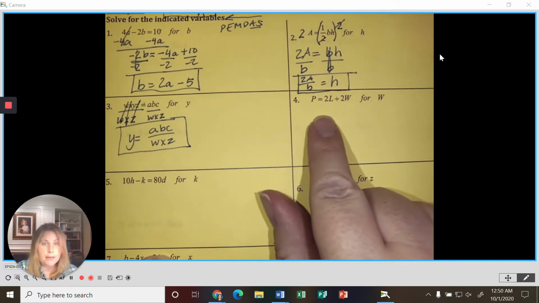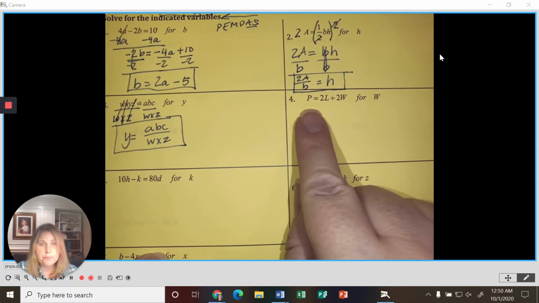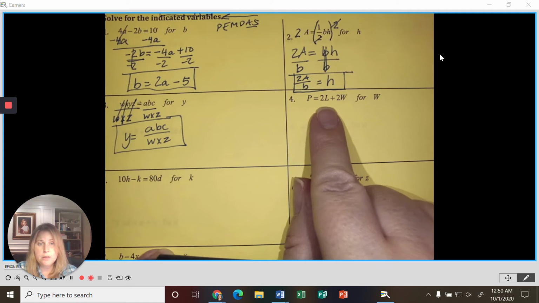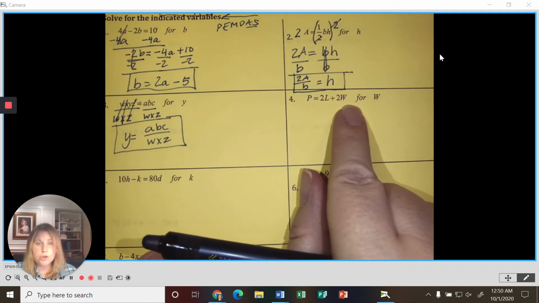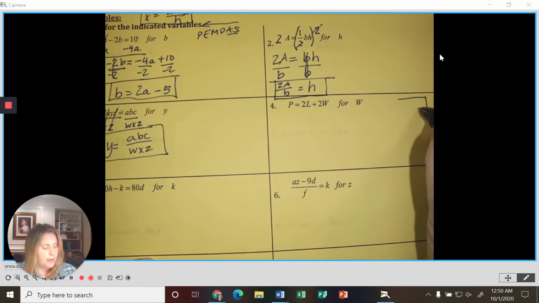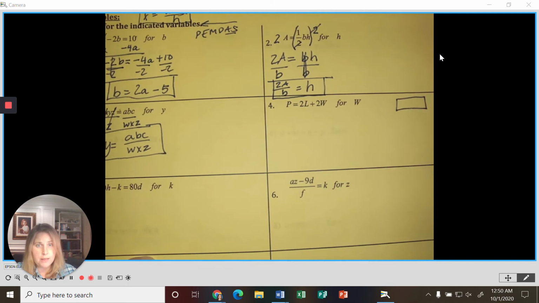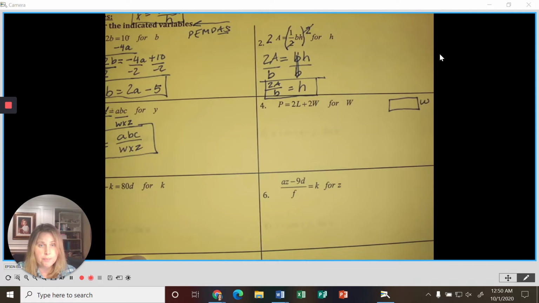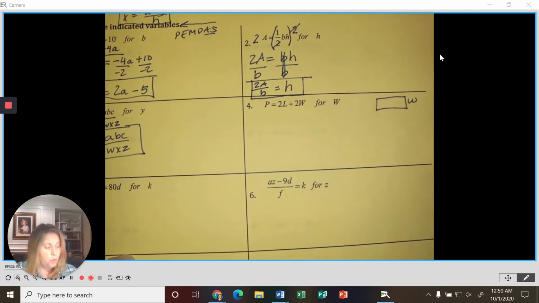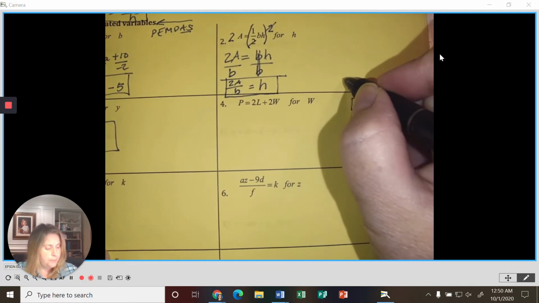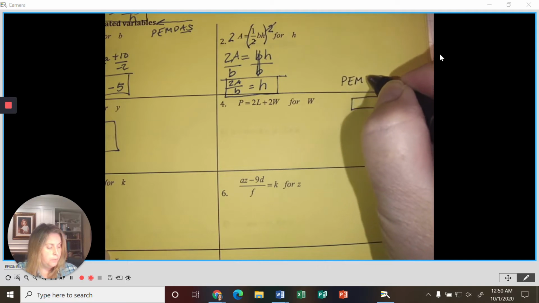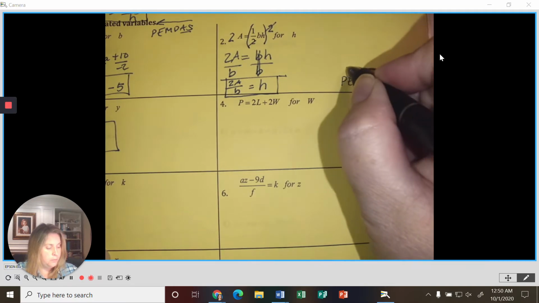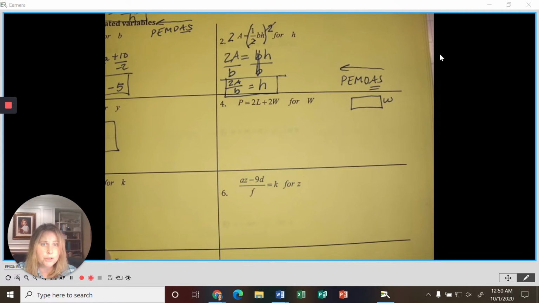Okay, so you might recognize this formula as the perimeter of a rectangle is equal to 2 lengths plus 2 widths. So you should visualize a rectangle when you see that, and we are being asked to solve for w. Okay, so again, we're going to follow that order of operations in reverse.